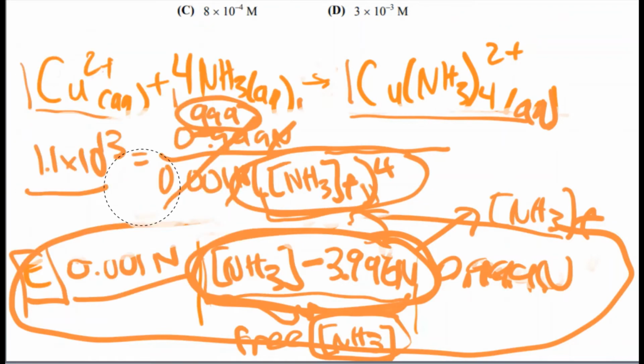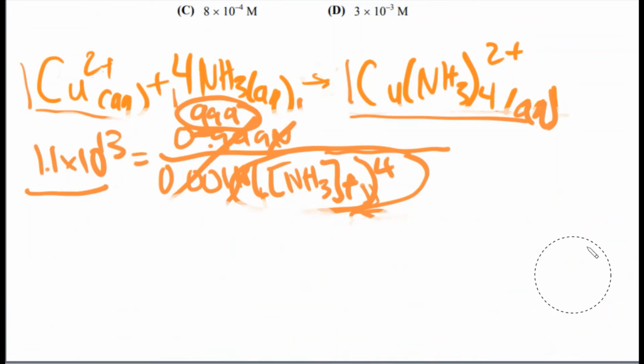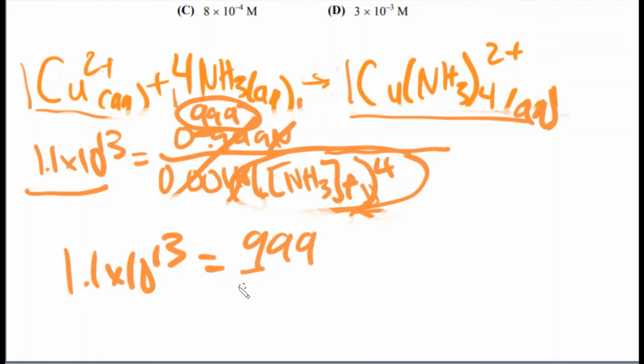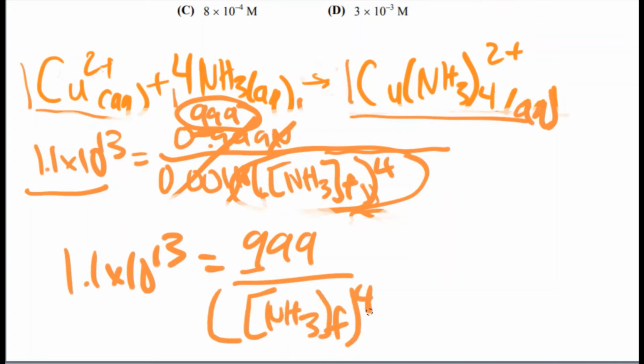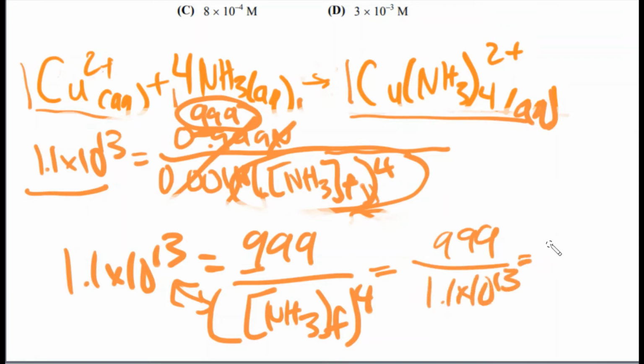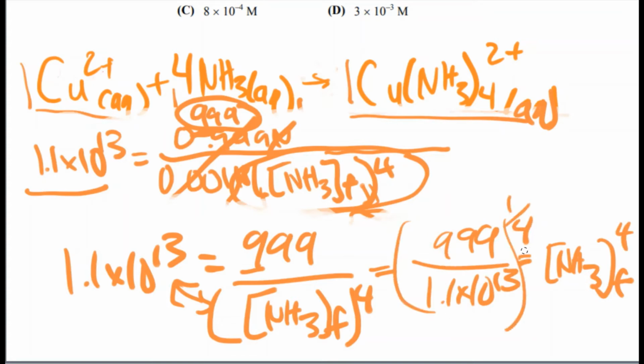So let me do some more erasing. Let me erase all this stuff since we don't need it anymore. So we can do 1.1 times 10 to the 13 is equal to 999 with 1 sig fig over the free ammonia concentration to the 4th power. And we can flip these two to say that 999 over 1.1 times 10 to the 13 is equal to the free ammonia concentration to the 4th power. Now, if we want to cancel out the 4th power, we simply have to take everything to the 1/4 power. So, if we take everything to the 1/4 power, essentially, the 4th power disappears here, so I'm going to erase that.